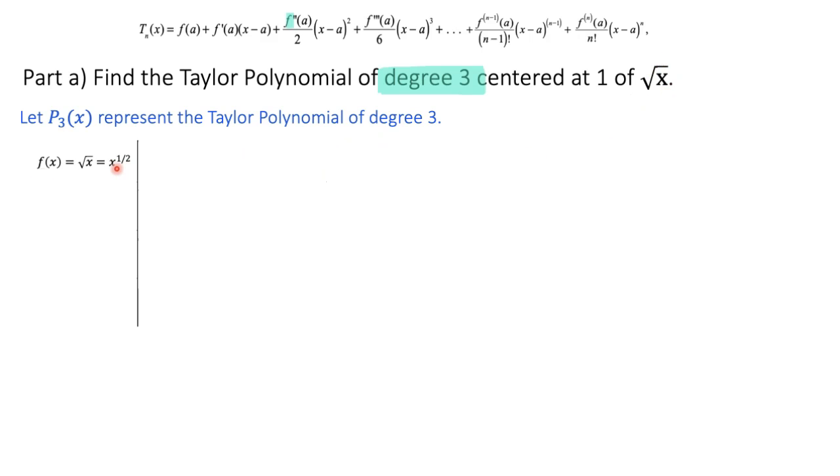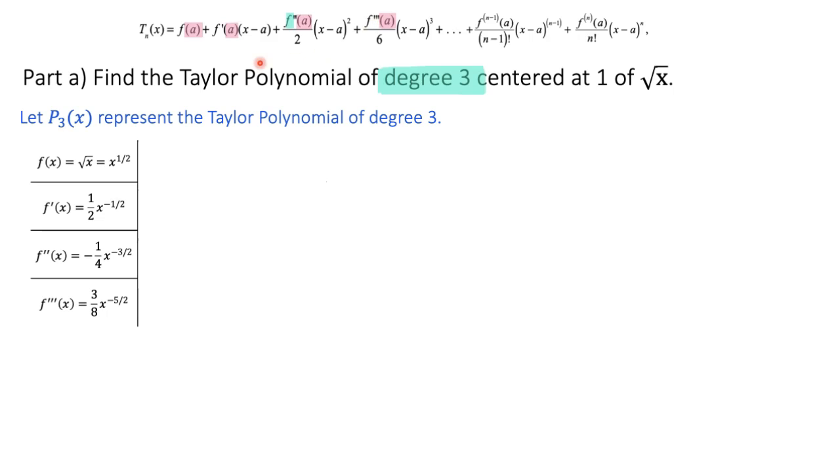Putting this in exponential notation will help with derivatives. The first derivative, you drop the power down and decrease it by 1. Second derivative, third derivative, and that's all we need because we just need degree 3. So for part A, that's as far as we need to go.